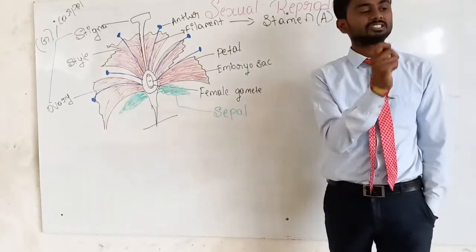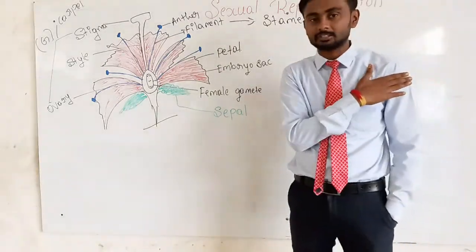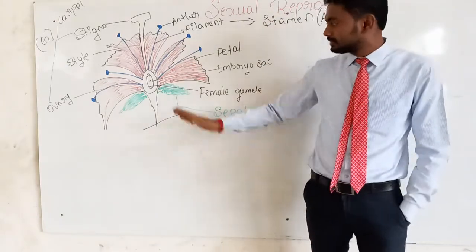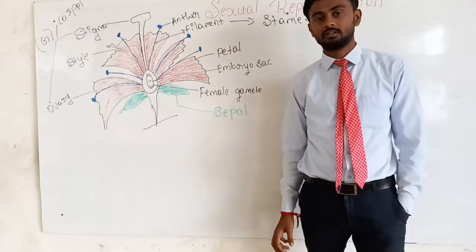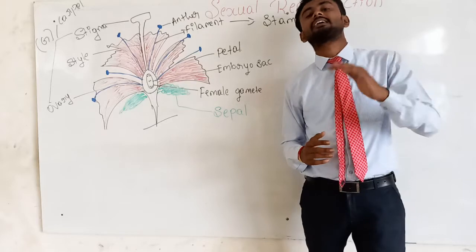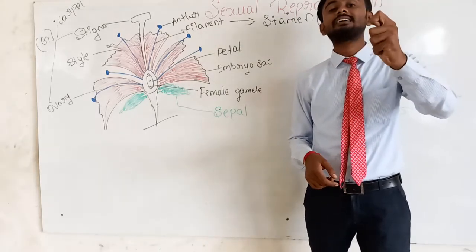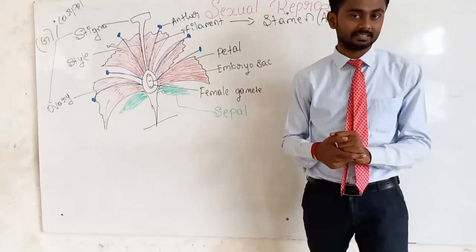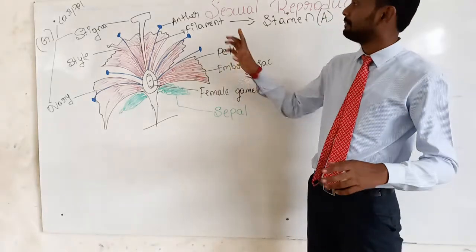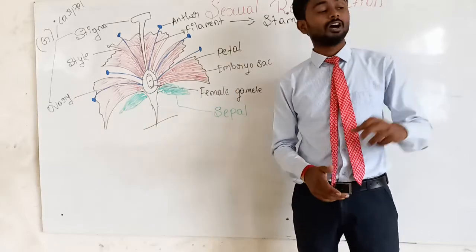Unisexual flower and bisexual flower. What do you mean by a unisexual flower and what do you mean by a bisexual flower? That is very important in your syllabus. This is a bisexual flower. Some flowers are unisexual. Uni means what? Single. If a flower has only a single type of parent, it may be either male or female, either stamen or carpel, either male gamete or female gamete.